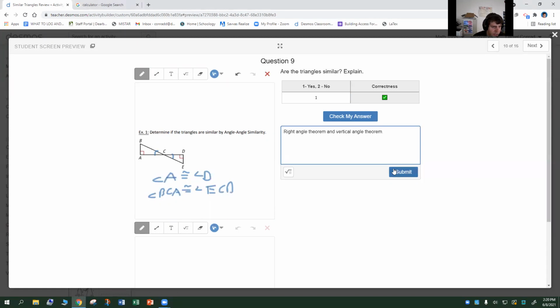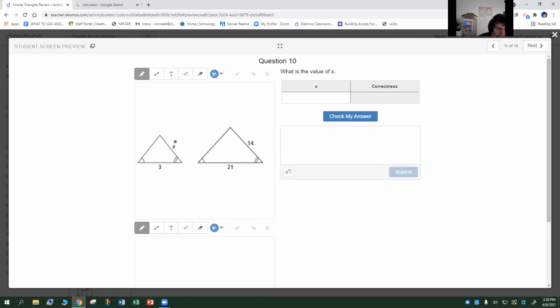Because remember, if two pairs of angles are congruent, the third pair of angles would also have to be congruent because the three angles of a triangle add up to 180. So that's the third angle theorem. That third pair of angles is also going to have to be equal.